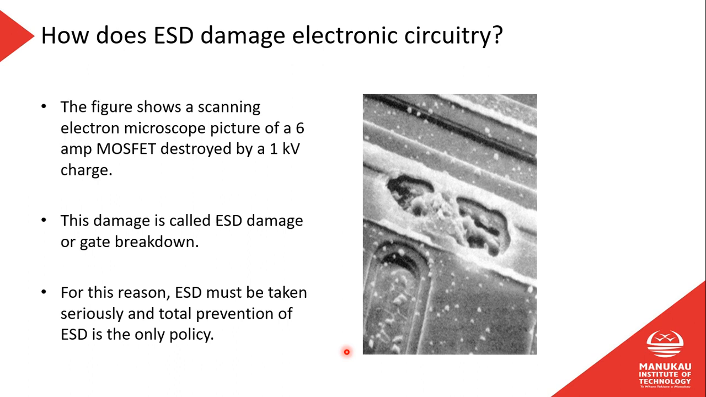This figure shows a scanning electron microscope picture of a 6 amp MOSFET destroyed by a 1 kilovolt charge. Damage is called ESD damage or gate breakdown. For this reason, ESD must be taken seriously, and the total prevention of ESD is the only policy. Yeah, so this is, as it says, scanning electron microscope, so very zoomed in. That probably wouldn't be visible to the naked eye.